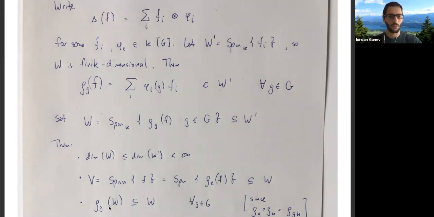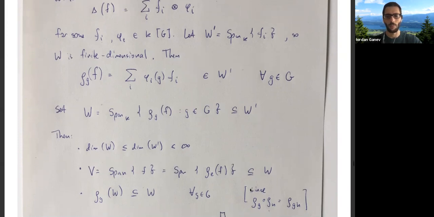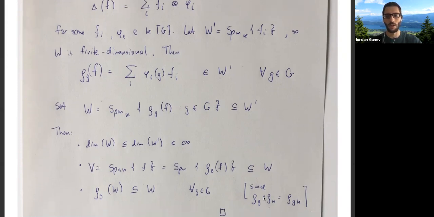And now what about this claim that W is stable under rho_g? Well, it comes from the fact that this is how we defined W. It's just the span of all these things. And we know that rho_g composed with rho_h is just the product. And so that's why this is stable under any rho_g. Okay. Any questions on that proof?